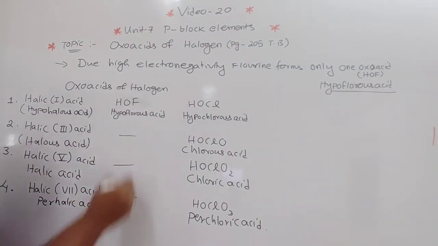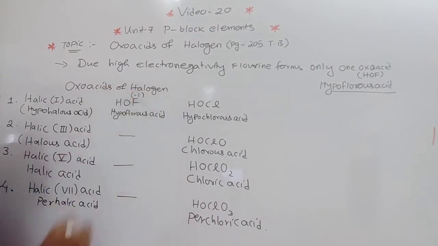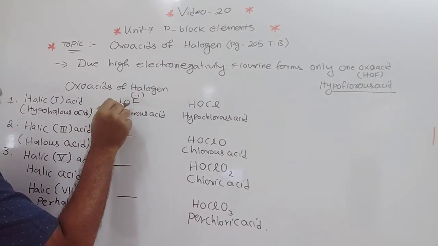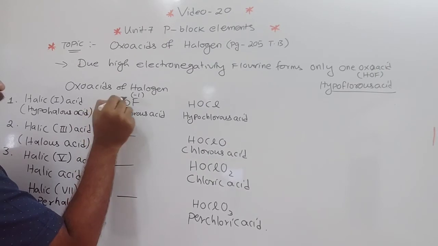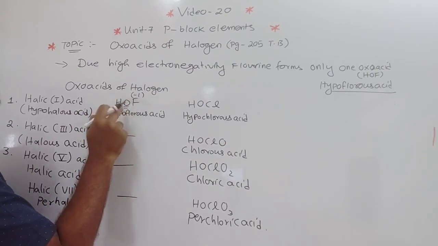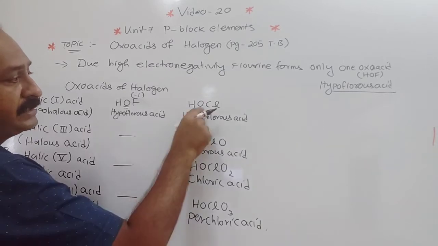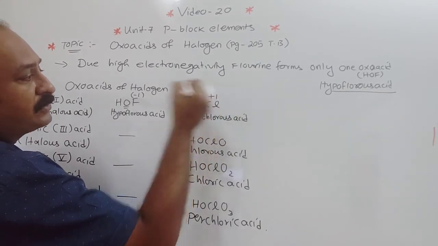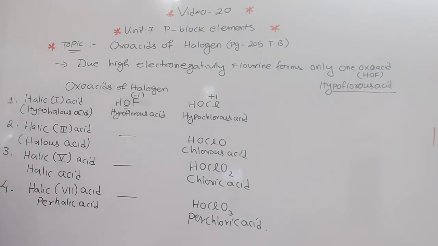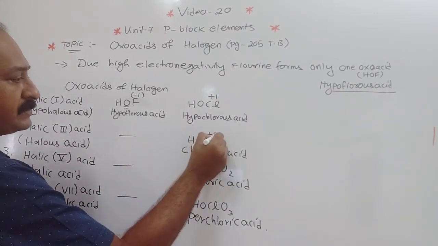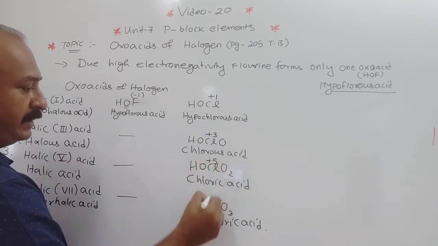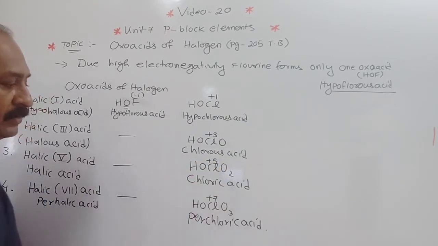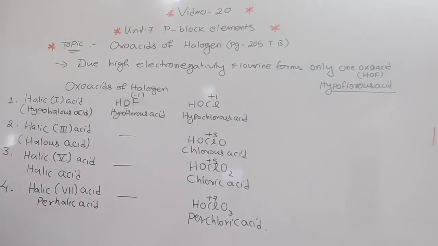Now, in this case, fluorine has a minus 1 oxidation state because it is the most electronegative. Oxygen will have minus 2. Now, in this case, chlorine will have plus 1 oxidation state. Here it will be plus 3. In this case, plus 5. And in this case, plus 7. Okay? So, like this, you have to remember the oxidation states of halogens. Understood this part?